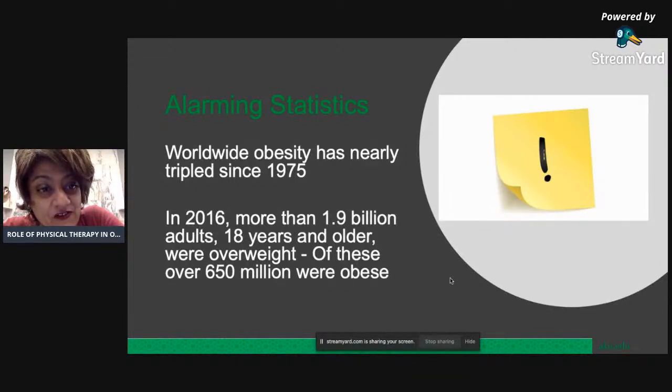In 2016, just a few years ago, more than 1.9 billion adults, these are folks 18 years and older, were overweight. And of these, 650 million were actually obese.